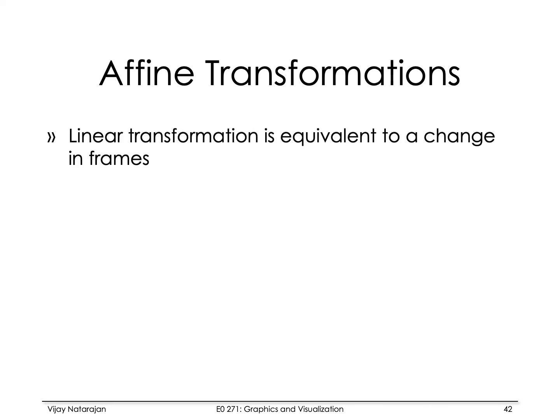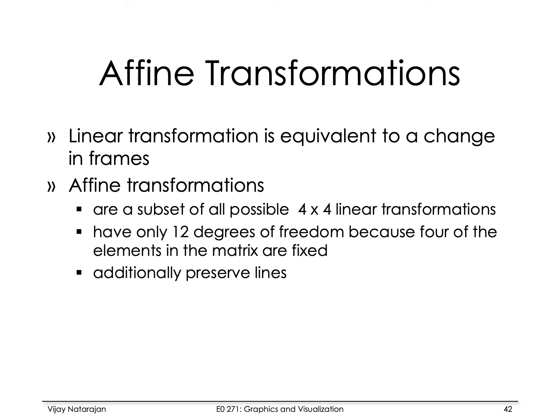This is typically a linear transformation. The linear transformation is essentially something that establishes a change in the frame. An affine transformation is a subset of the linear transformation. In particular, for 4D linear transformations, the affine transformations are those that have exactly 12 degrees of freedom, because if you remember, the matrix had 4 elements that were fixed: 3 zeros and a 1. More specifically, affine transformations are those linear transformations that additionally preserve lines. Lines in the input get mapped to lines in the output, and they are not contracted to a point.